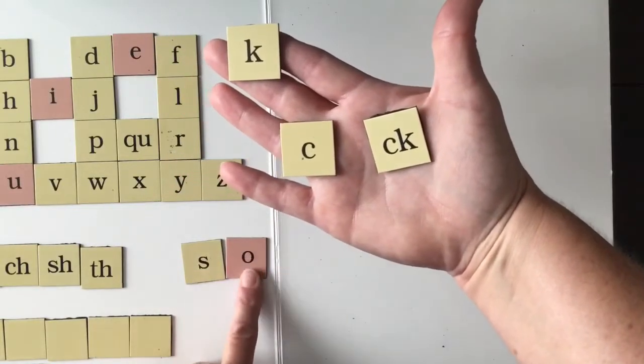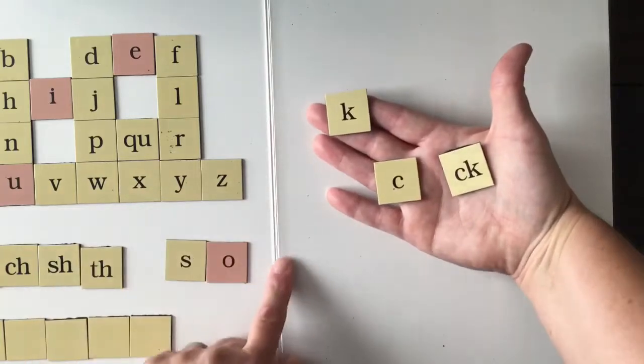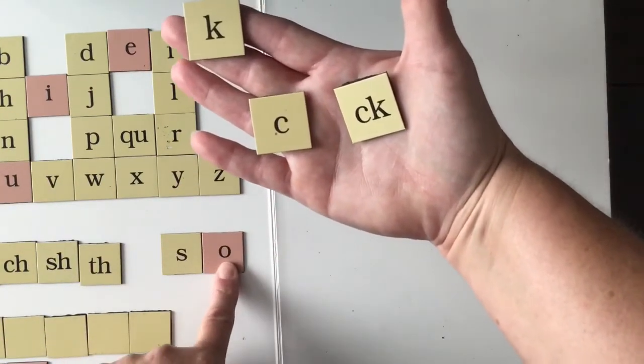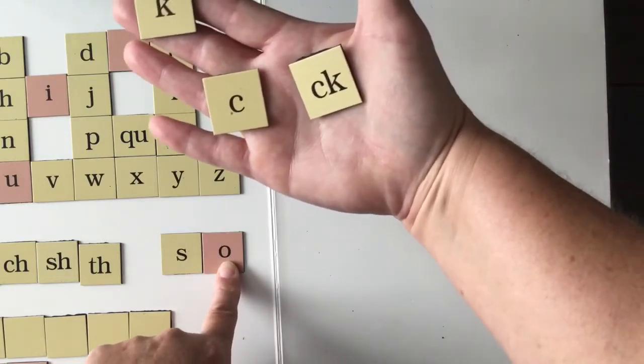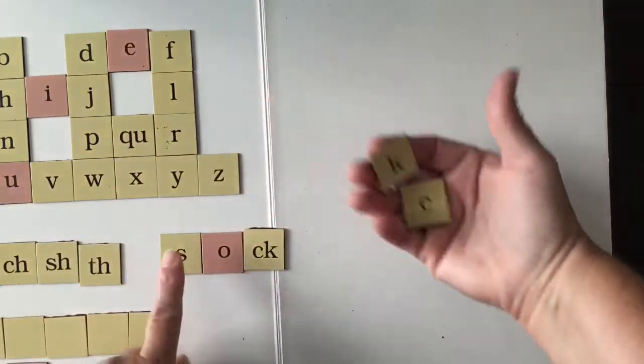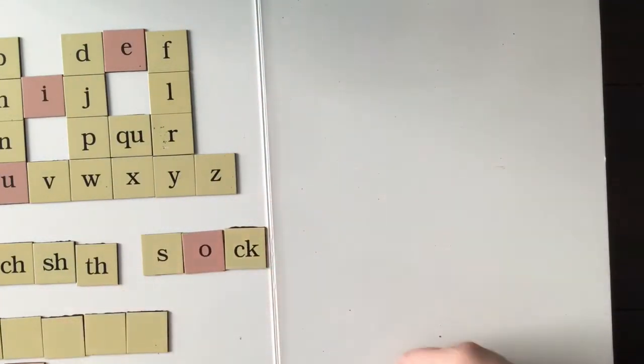S, ah, k. Well, wait a minute, guys. This is the end of a word. Is the O short? Octopus, ah. It is. S, ah, k is the correct spelling. Did you already know that?